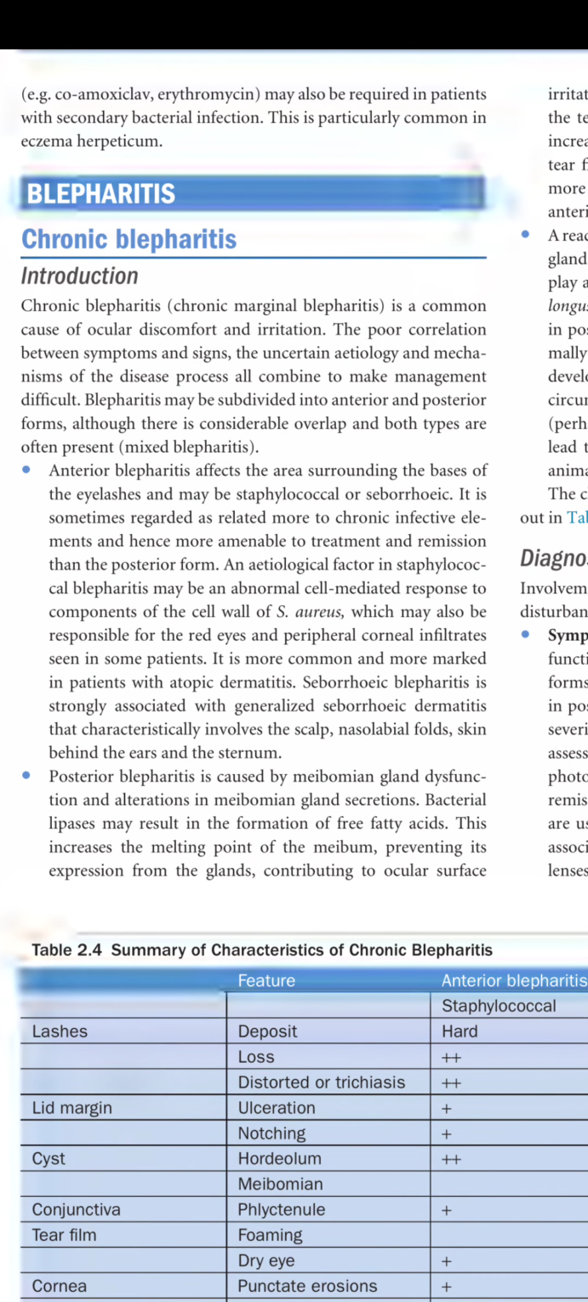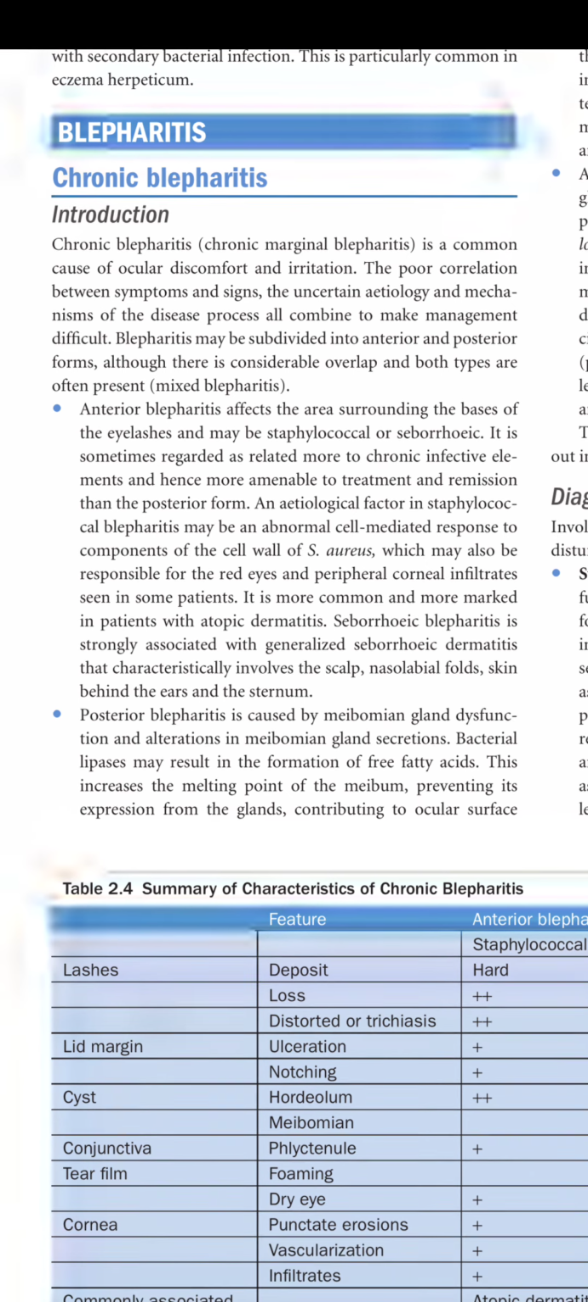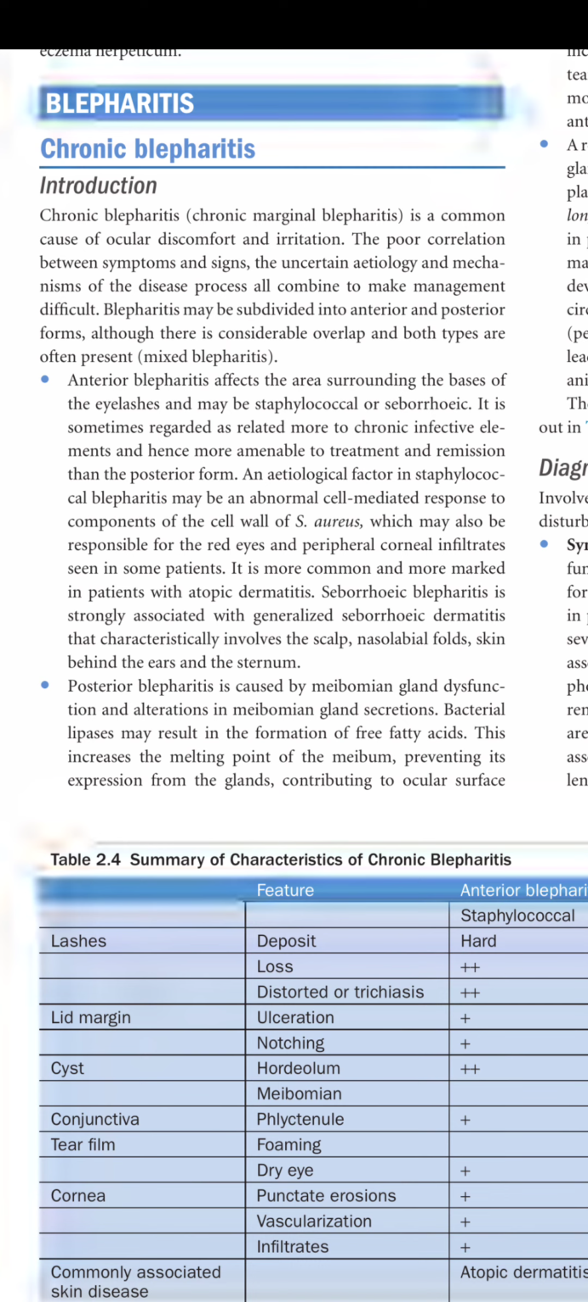So, introduction: chronic blepharitis, or chronic marginal blepharitis, is a common cause of ocular discomfort and irritation. The poor correlation between the symptoms and the signs, and the uncertain etiology and mechanism of the disease process, all combine to make the management difficult. Blepharitis may be subdivided into anterior and posterior forms, although there is considerable overlap, and both types are often present, a mixed type. So basically, chronic blepharitis can be anterior or posterior.